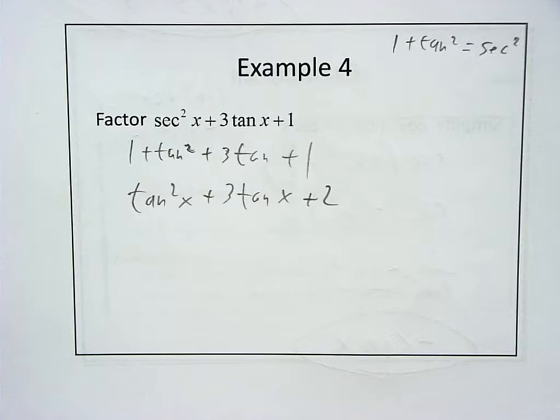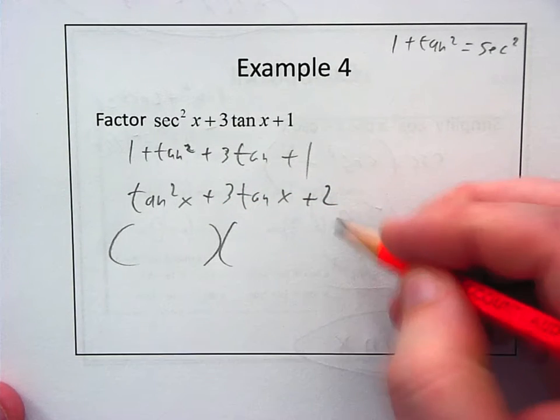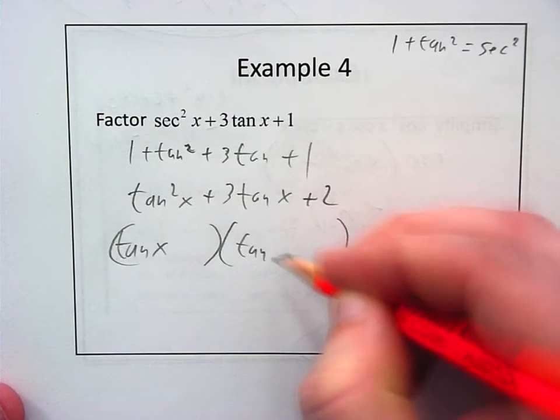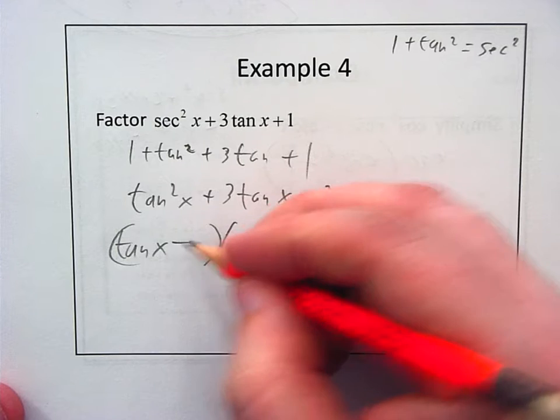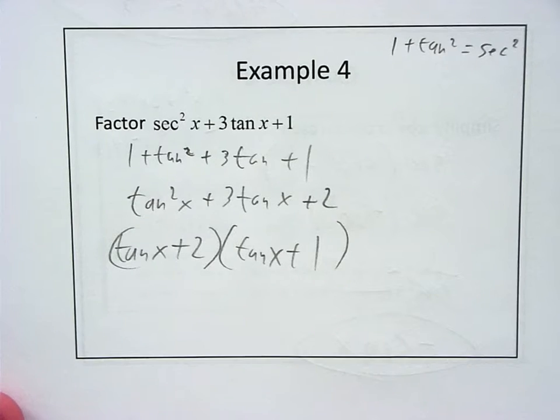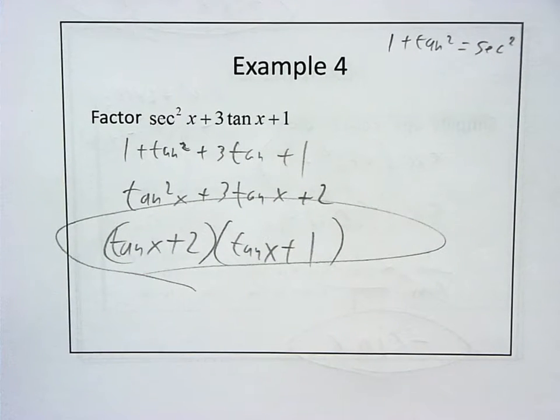Now this actually is fairly easy to factor because the leading coefficient is 1. What do I have to multiply together to get tangent squared? Tangent. And multiply to get 2 to add up to be 3. You don't have a lot of options there. 2 and 1. So that would be your factored form of that polynomial, or trigonometric polynomial, however you want to say it. Questions so far? No.